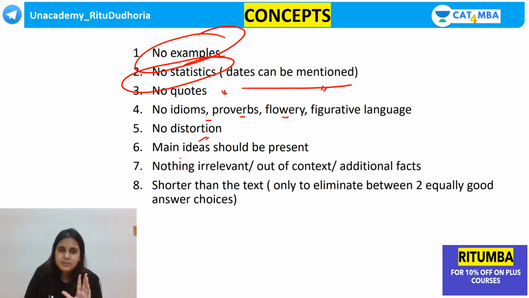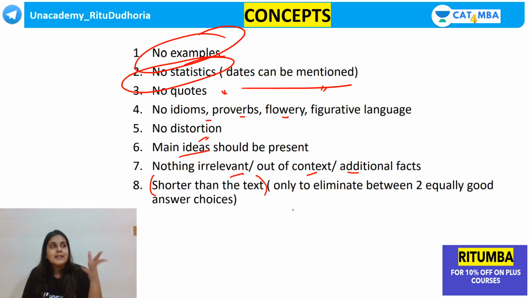No distortion. The main idea should be present, nothing irrelevant, no additional facts, nothing out of context. And it definitely, because it's a summary, it should be shorter than the text. But that does not mean you select the shortest option. No. If you find that there are two options, both are equally good, but one option is lengthier than the text, तो वो तो summary नहीं होगा.